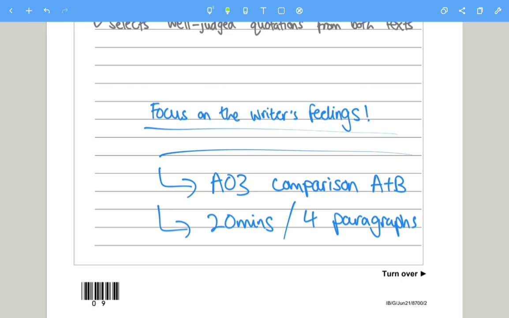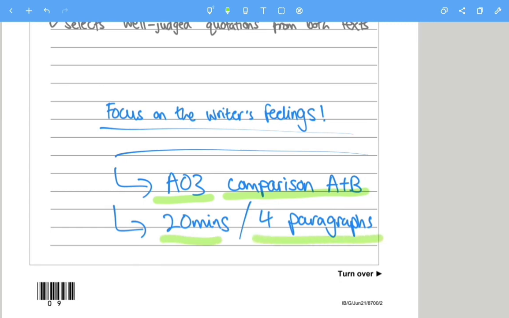And the assessment objective that you are being assessed on here is AO3. So assessment objective 3, the skill you are being assessed on is your comparison skill. So you need to be able to look at differences or similarities between A and B. In terms of timing, you'd probably spend 20 minutes on this question and you're expected to write around 4 paragraphs.